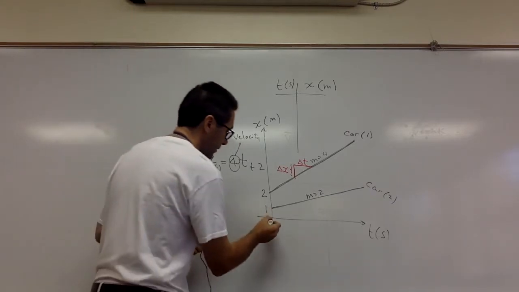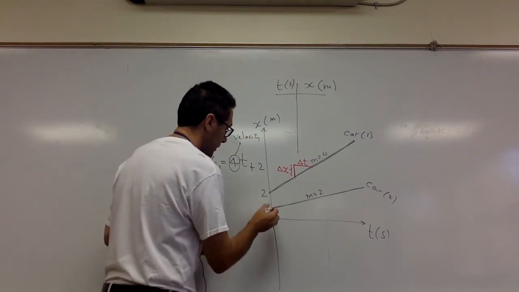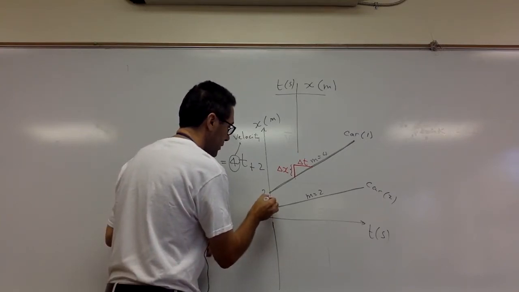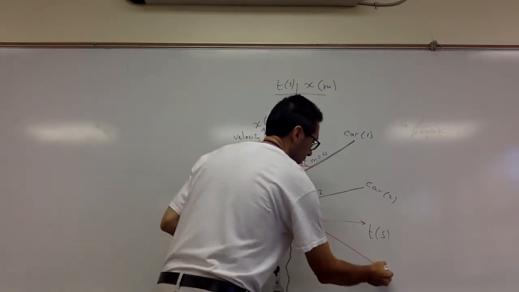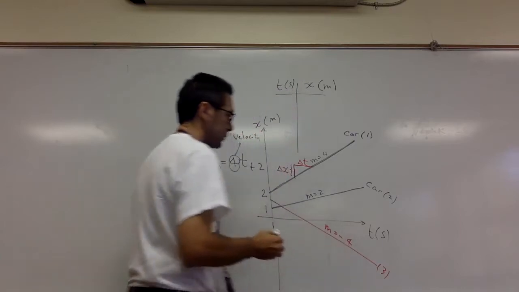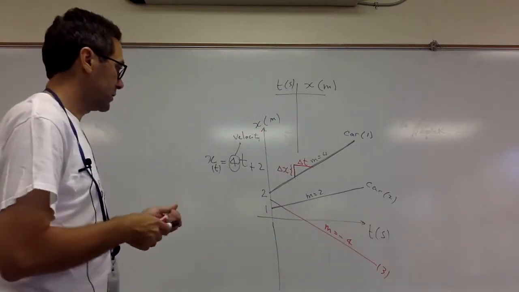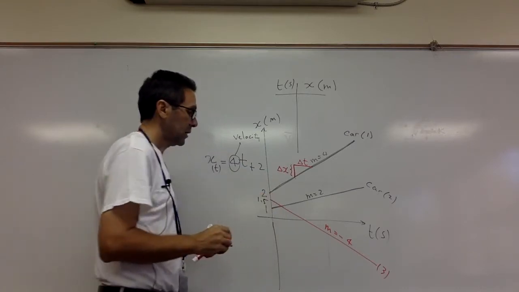Now, what happens if I have car 3 starting somewhere between 1 and 2, but going in this direction here. So this is car 3. And it has a slope of 4 in magnitude, but negative 4 because it's slanted down. And this is 1.5.